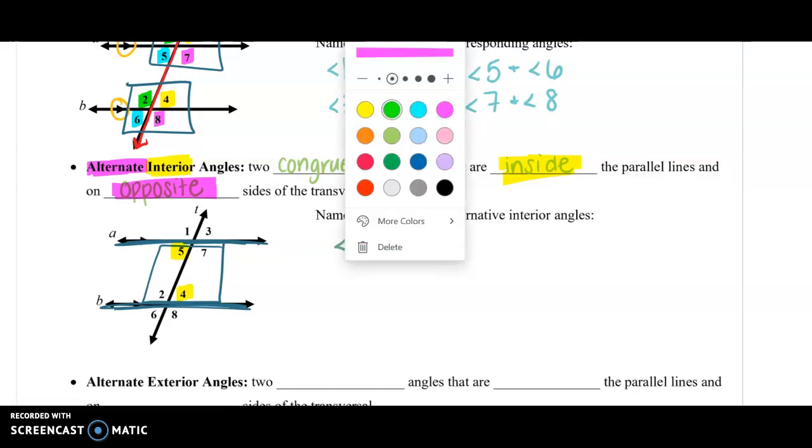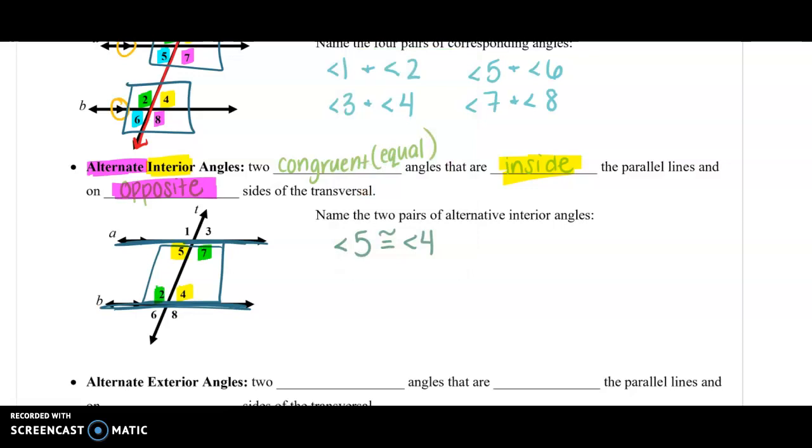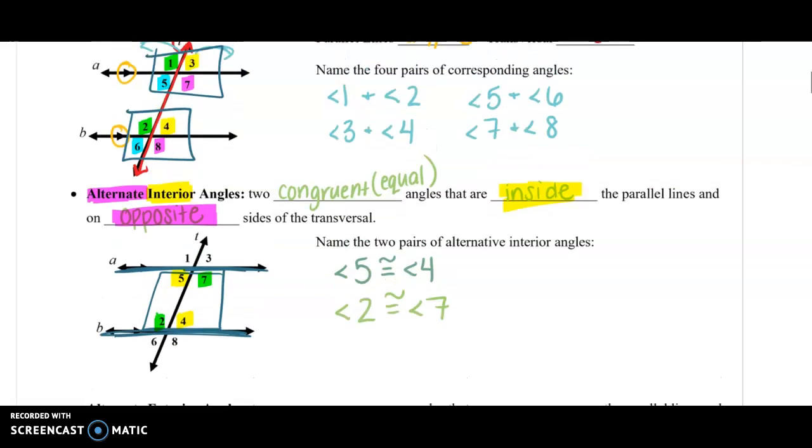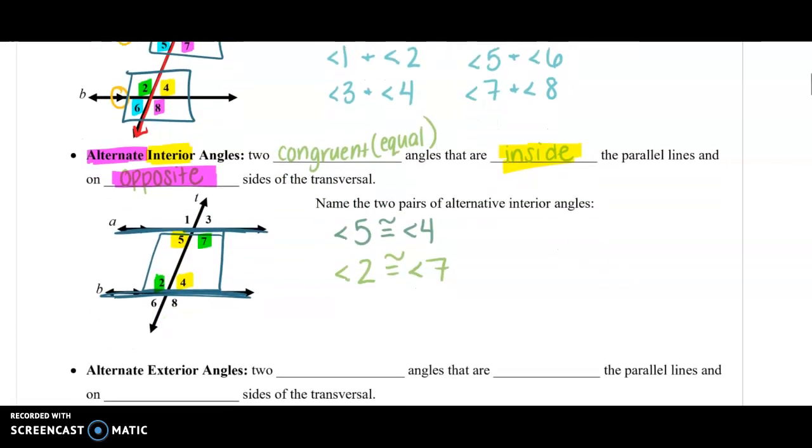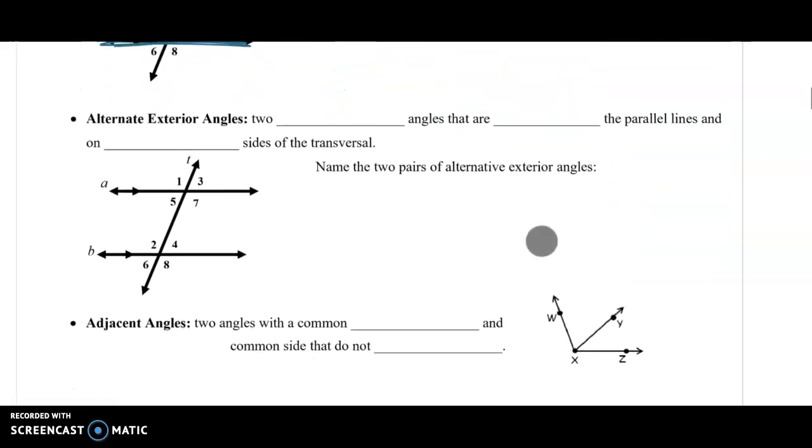The other set is angle 2 and angle 7. Angle 2 is congruent to angle 4, or you could just say, I'm sorry, not angle 4, angle 7. There we go. You could just list them, angle 5 and angle 4, angle 2 and angle 7. You don't have to put that congruent symbol in between necessarily, but since they are equal, you can do that. So you can do it the way we wrote it up here, or you can do it the way I wrote it down there. So we looked at alternate interior. Now we're going to look at alternate exterior. The only difference, so they're still two congruent.